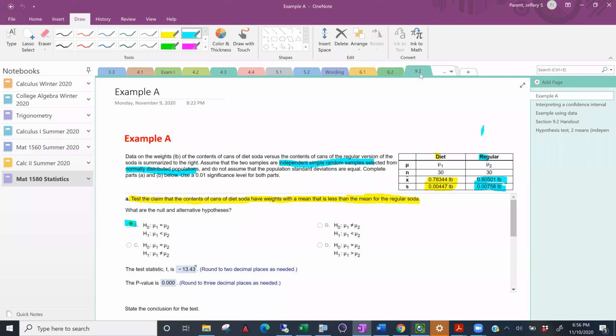The contents of cans of diet soda. I'm struggling. I want to write Coke there because I know it's Coke. Have weights with a mean that is less than the mean for regular soda.